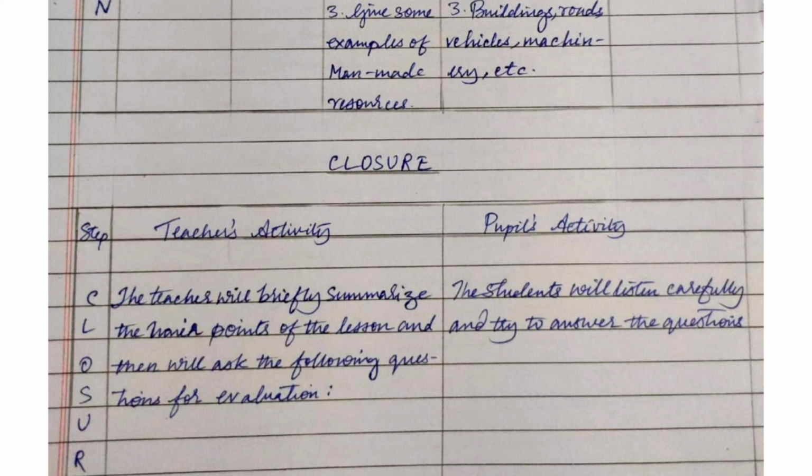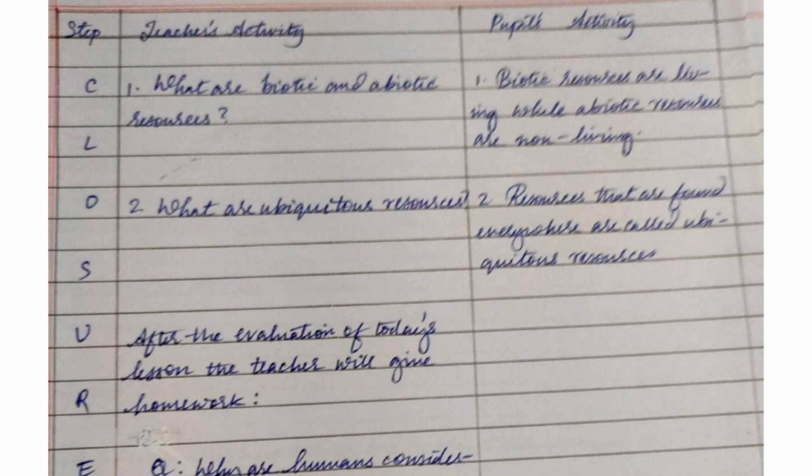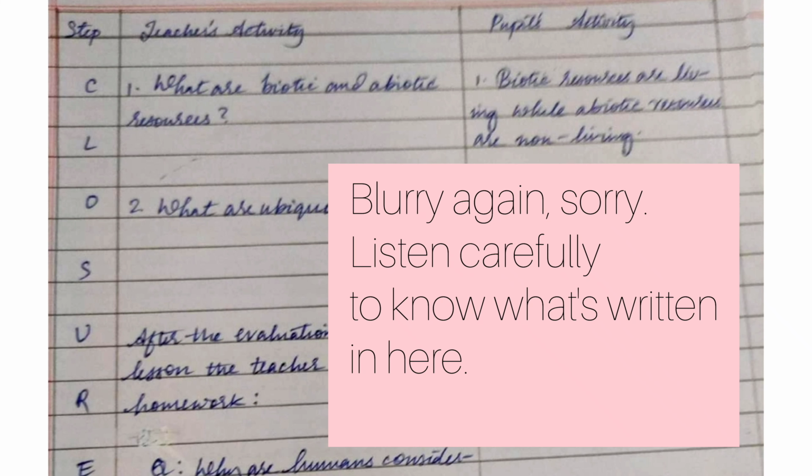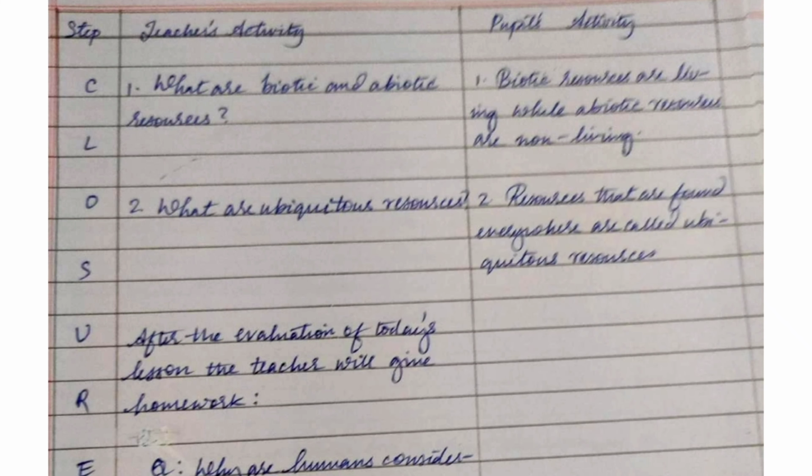So you may have understood that closure is the part where you summarize the whole chapter, you ask a few more questions, and maybe give homeworks to the students. Here I have included some questions and I'm going to read it out for you. I'm sorry it doesn't look very clear, but okay, I'm going to read it out for you. The first question is, what are biotic and abiotic resources? And you have to write the answer to that under the column of pupils activity.